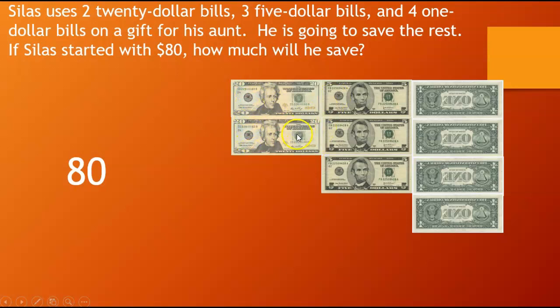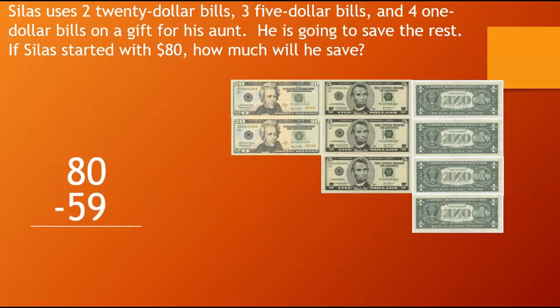Now let's count from 40 by 5s. So starting at 40, we're going to count by 5s. Here we go, 40, 45, 50, 55. And now we're going to count up by how much? 1, so 55, 56, 57, 58, 59. So we got 80 minus 59.